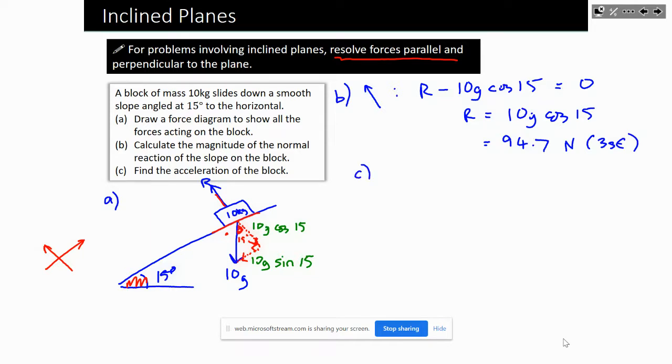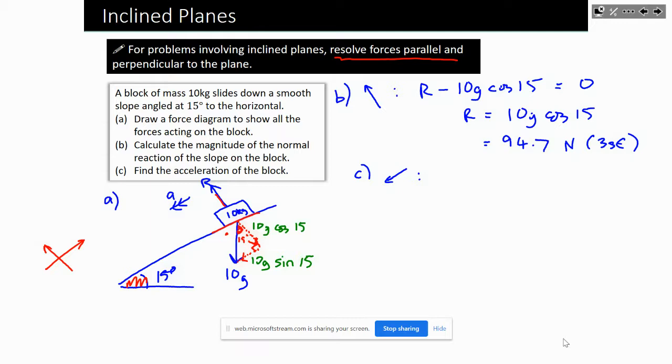For C, for the acceleration, I did not write the acceleration on here, but it should be clear that the block is going to accelerate in this direction. It's going to accelerate down the slope because there's no friction. We want to find the acceleration, so let's resolve our forces in the direction down the slope. Because that's the direction of acceleration, we might as well resolve them in that direction. So down the slope is positive, and we'll keep our acceleration positive down the slope.